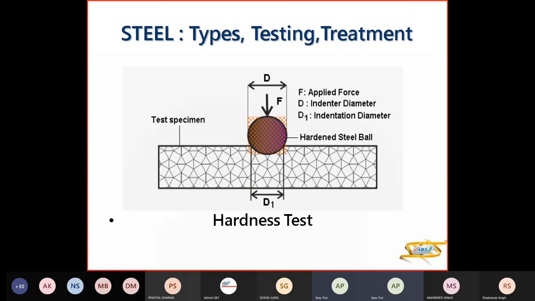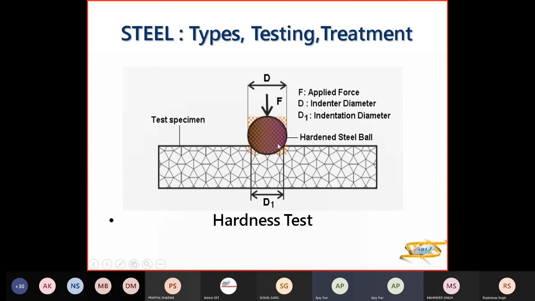Here also you're applying a constant force with a ball of hardened steel or iron carbide. Here the carbon content is pretty high to make it hard. Like you have ball bearings. Ball bearings are pretty hard. Then that type of ball is used for pressing against that metal surface to see how much indentation it can withstand at constant force.